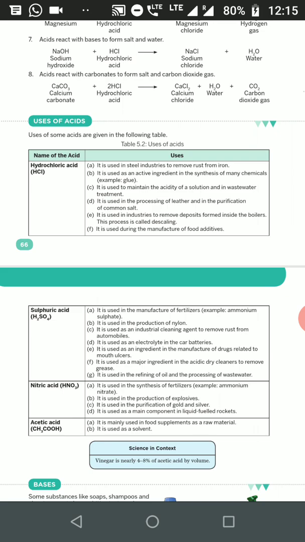Okay, 4 to 8% of vinegar. Vinegar is nearly 4 to 8% of acetic acid by volume. So if you take 8 ml of acetic acid and dissolve it in 100 ml of water, you will get vinegar.